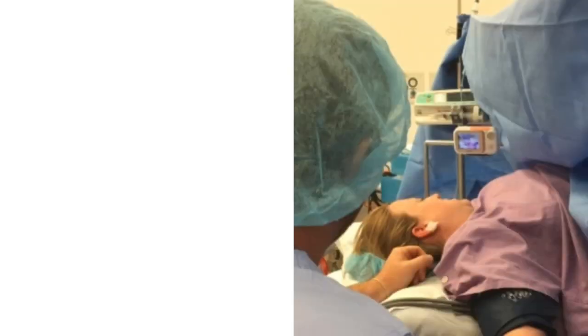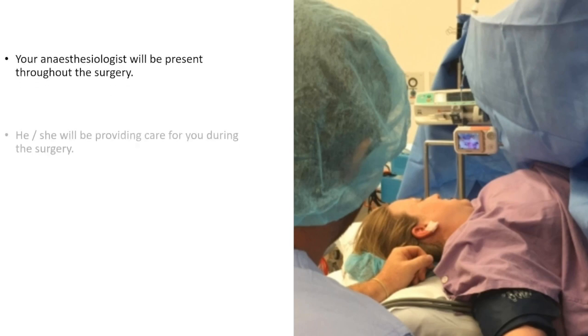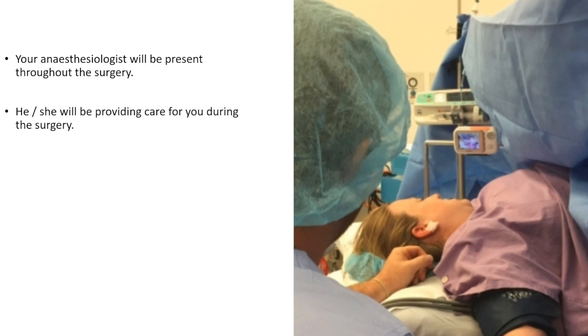Your anesthesiologist will be present throughout the surgery. He or she will provide necessary care for you while surgery is ongoing. Some people worry that they may see the surgical site. However, during the surgery, we place a large drape so you do not see anything.